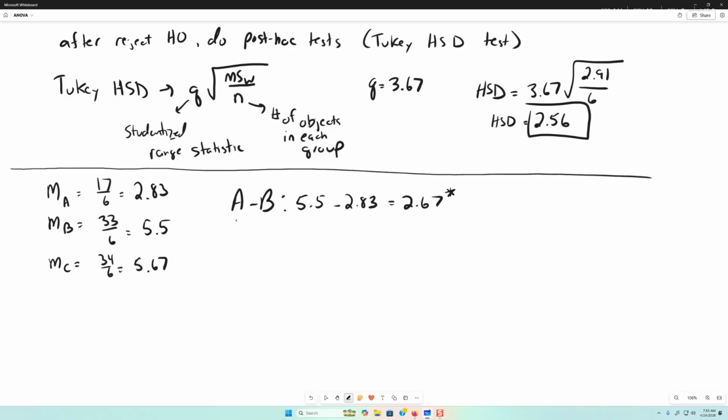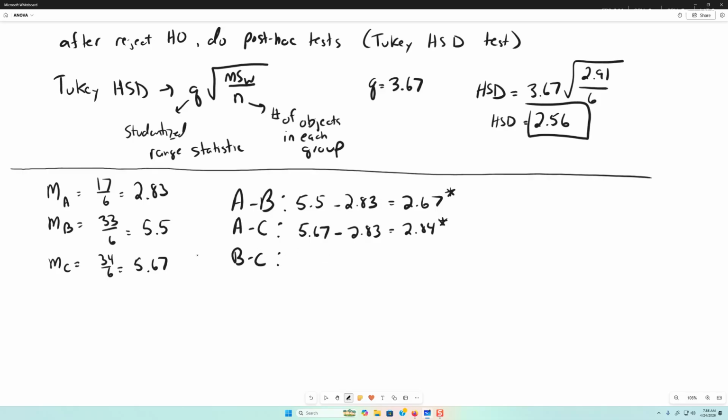And then we're going to do A and C. Remember that this is distance, so it's got to be positive. So I do the larger number minus the smaller number, larger mean minus the smaller mean. A and C is going to be 5.67, the larger mean, minus the smaller mean, 2.83. And that distance is 2.84. Is 2.84 greater than 2.56? It is. So A and C are also significantly different from each other because 2.84 is greater than the HSD value of 2.56. And then we're going to do B and C. That's the last comparison because there are 3 groups, so there are only 3 comparisons.